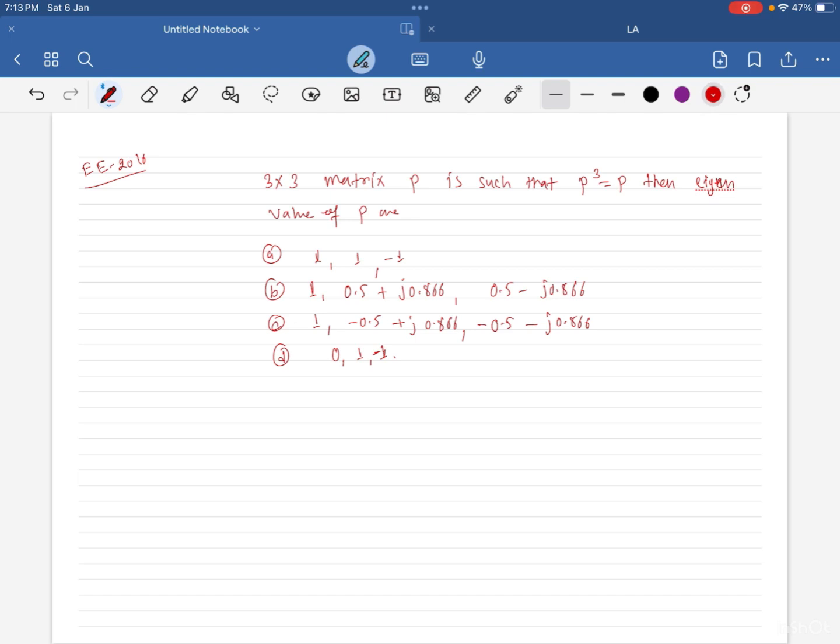So from here we can write P cube minus P is equal to 0, and if lambda are the eigenvalues, then we can write lambda cube minus lambda is equal to 0, and that would be lambda square minus 1 is equal to 0. From here lambda is equal to 0 and lambda is equal to plus minus 1, so 0, 1 and minus 1. The D is correct.